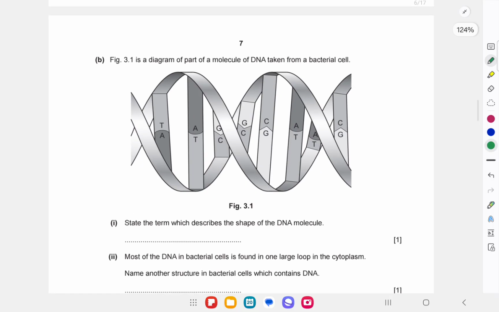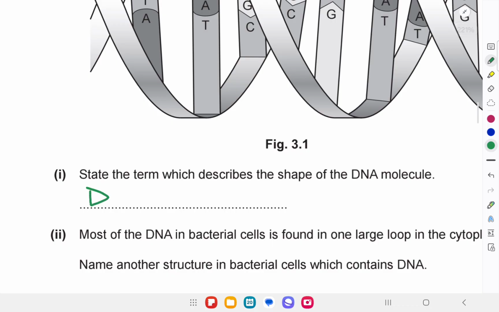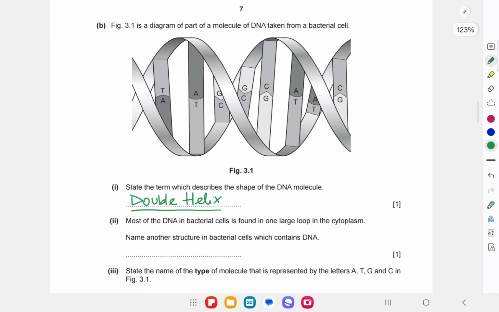Figure 3.1 is a diagram of a part of a molecule of DNA taken from a bacterial cell. State the term which describes the shape of the DNA molecule. The shape of the DNA molecule is a double helix. Okay, so this word double helix is underlined in the marking scheme, so they won't accept any other answer apart from this. So the shape of the DNA molecule is specific, it's a double helix.